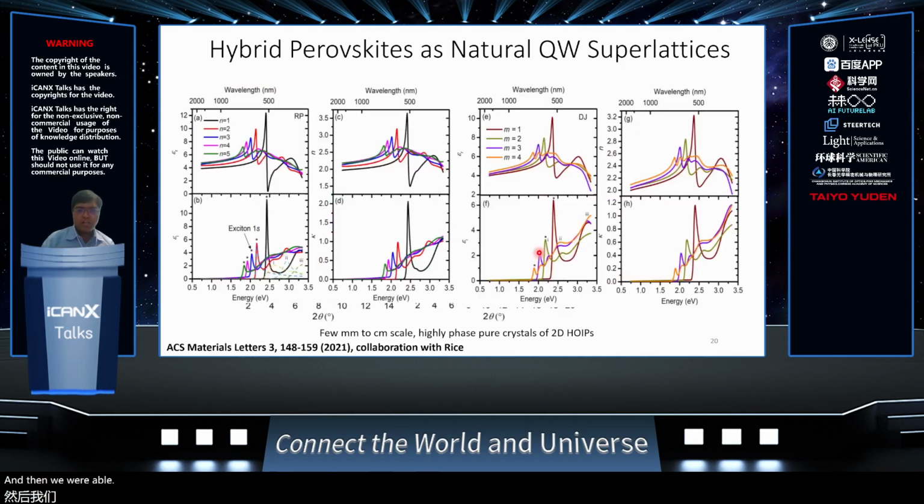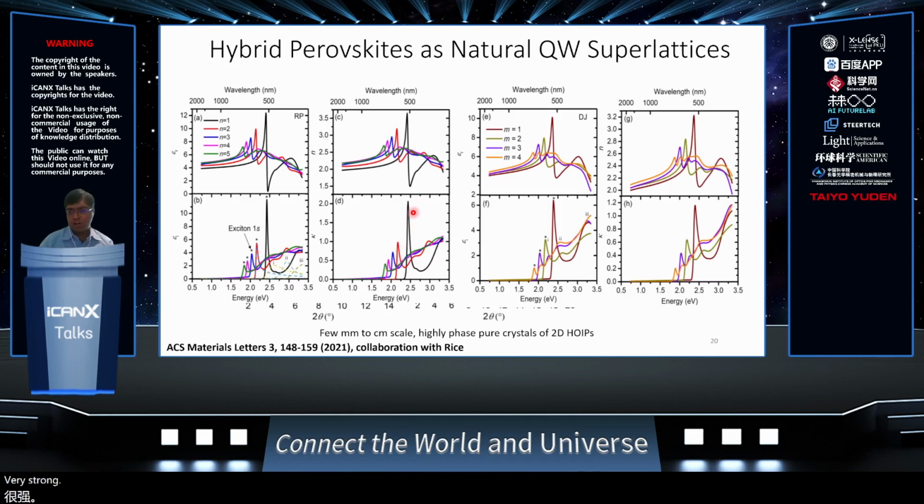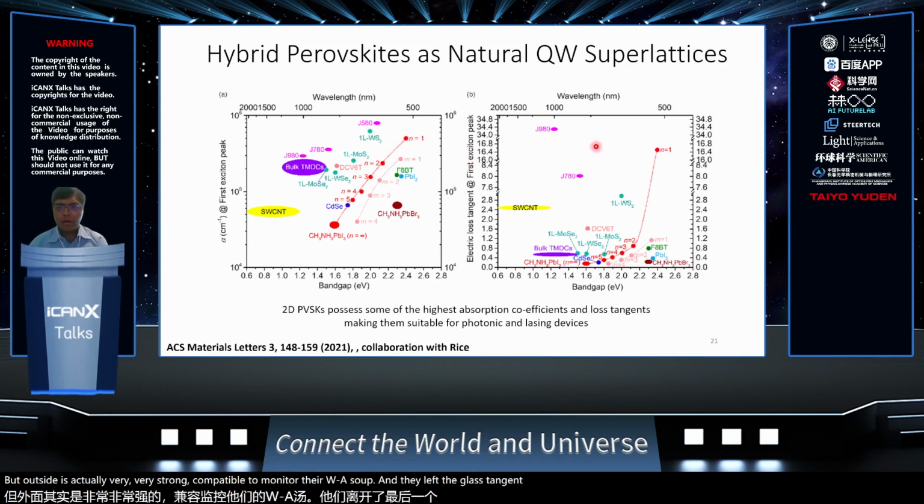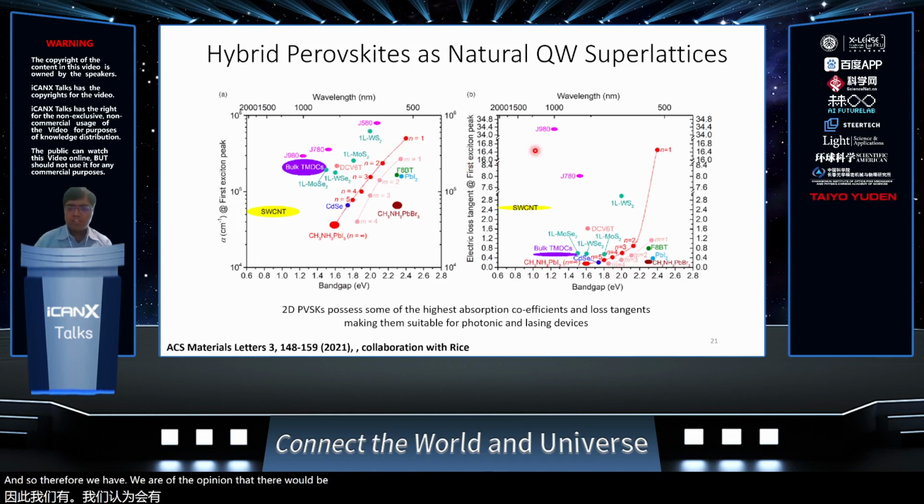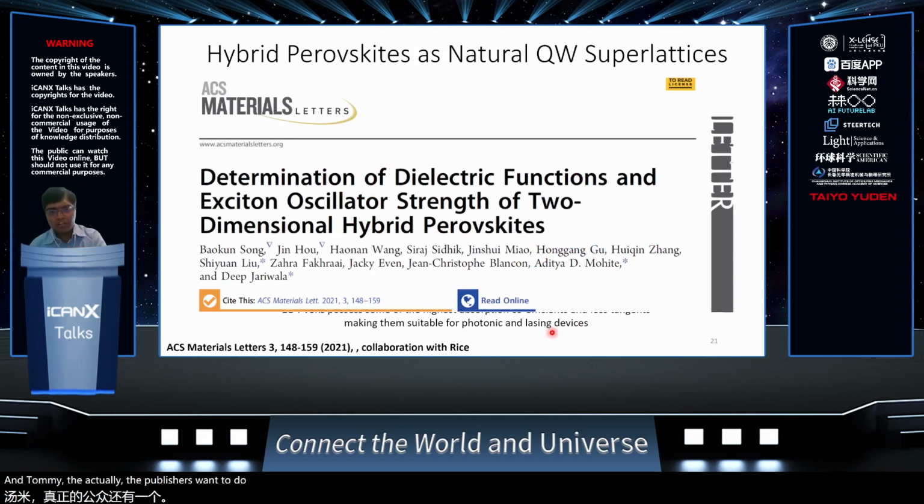And then we were able to measure their optical dielectric function, which showed a very nice sequence of changing quantum confinement as you change the number of layers, with very strong excitonic properties. In fact, the excitonic properties of some of these halide perovskites are very, very strong, comparable to monolayer WS2, and the electric loss tangent is comparable to some of the laser dye molecules. And so we are of the opinion that these could be very interesting materials for lasing devices, because from the dye molecules you can already make pretty good lasers. And so we actually published this one too, to make it easy for the community to use these optical dielectric functions and design their own devices.